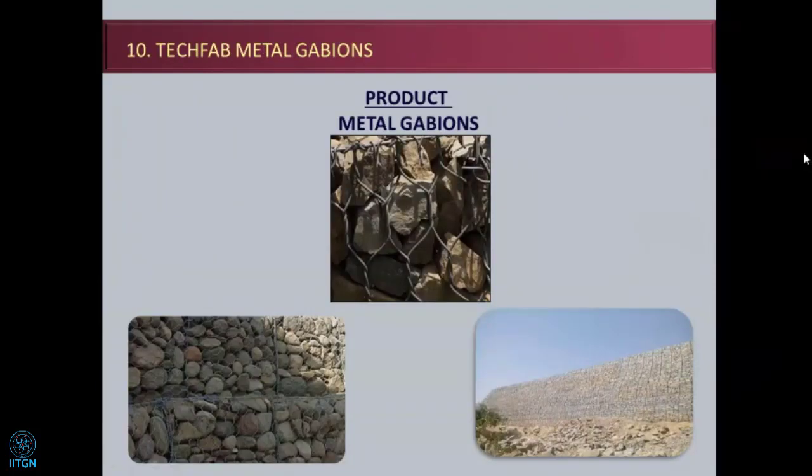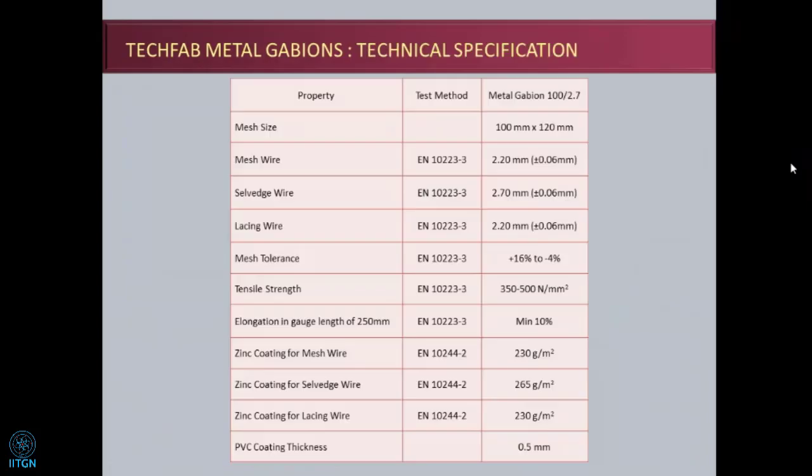And the last product is the metal gabions. Metal gabions are being used widely for retaining purposes, and also as a facing for reinforced soil walls. Gabions are being used. Various mesh sizes are available. One of the specifications is there.